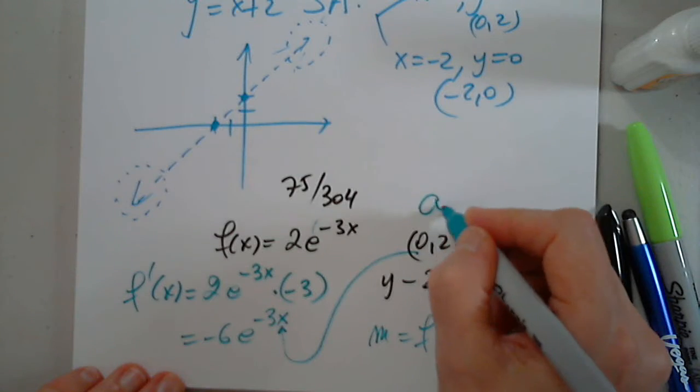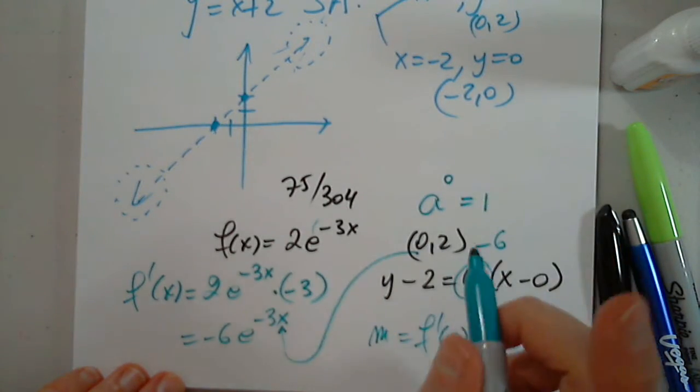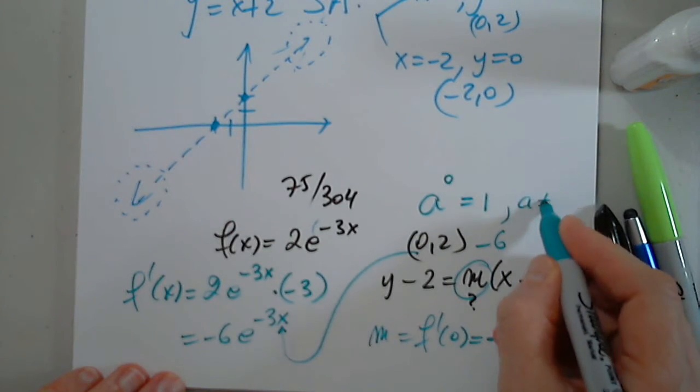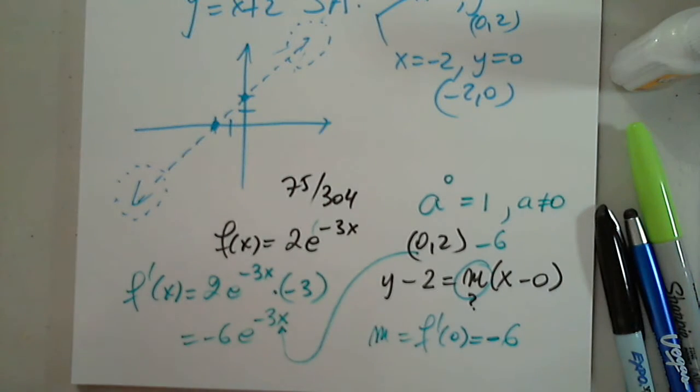So any number raised to 0 is 1 except 0. That is one of the 7 indeterminate cases. 0 raised to 0 is one of the 7 indeterminate cases. We only looked in this class at 2 out of 7.